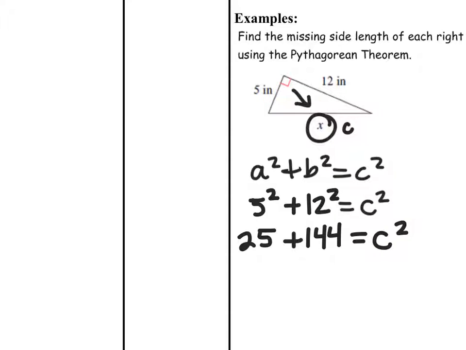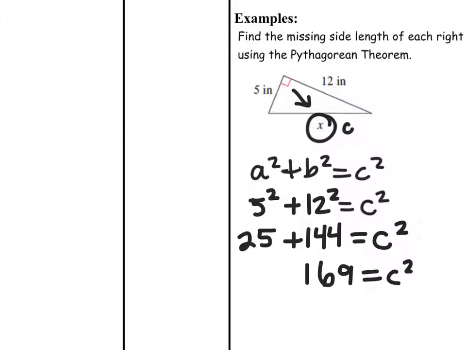Rewrite your equation. Okay, now we have to simplify. I see 2 like terms on the left-hand side. I'm going to add those up. 25 plus 144 is 169. So rewrite again: 169 equals c squared. This should look familiar.